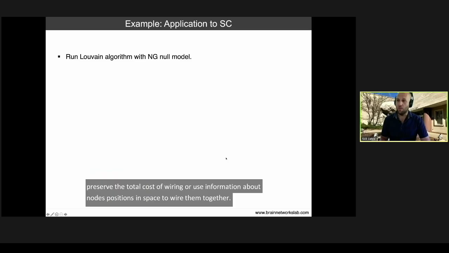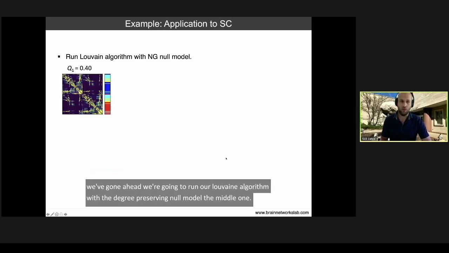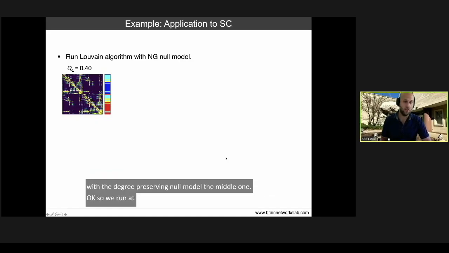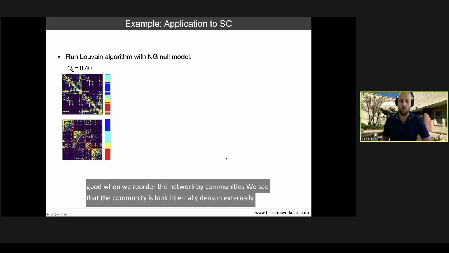Let's pretend now, just for the sake of argument, that we're going to run our Louvain algorithm with the degree preserving null model, the middle one. Okay, so we run it the first time. Here's our network on the left. The colored bar to the right indicates nodes' community assignment, and it gives us a Q score of 0.4. Okay, we're pretty happy with that. The Q is not 0, which is good. When we reorder the network by communities, we see that the communities look internally dense and externally sparse. So they agree with our intuition of what a community should look like.